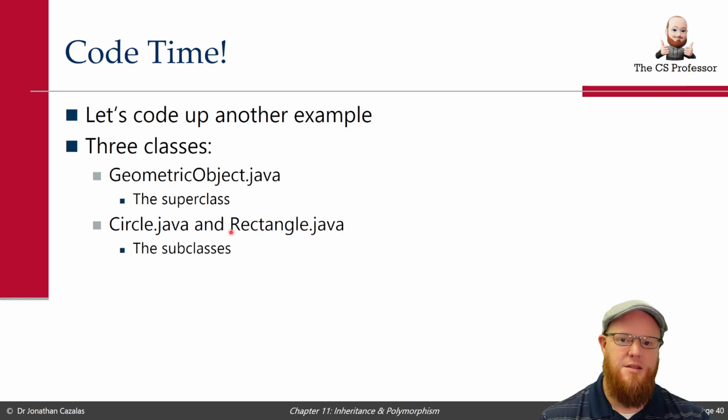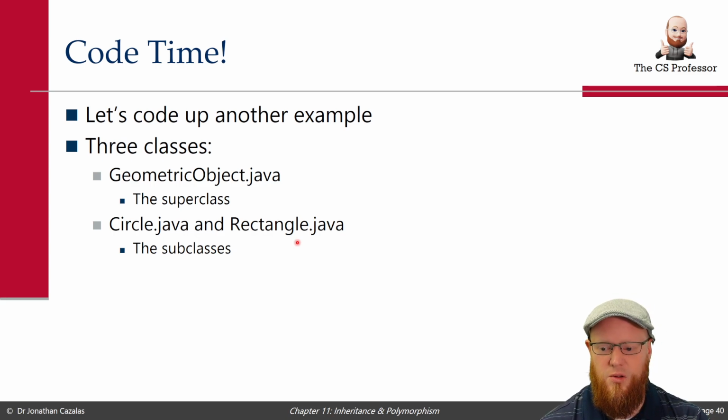17 minutes, time for code. This is going to be a short example, I hope. We want to code up a new example with 3 classes. One class will be GeometricObject. That will be the superclass. And we will have 2 other classes, Circle.java as well as Rectangle.java.